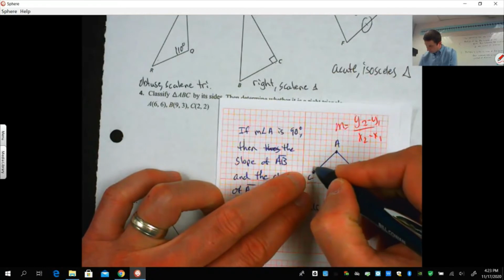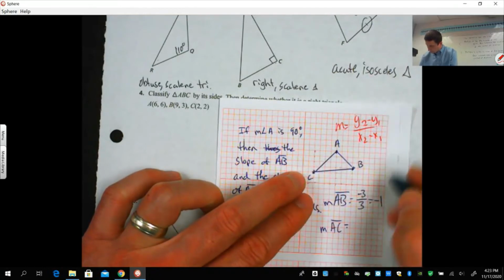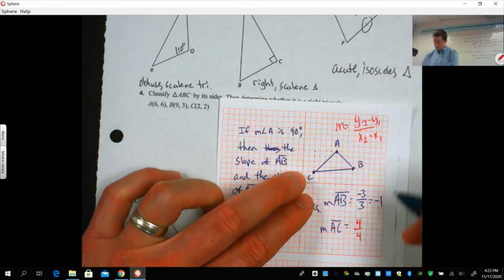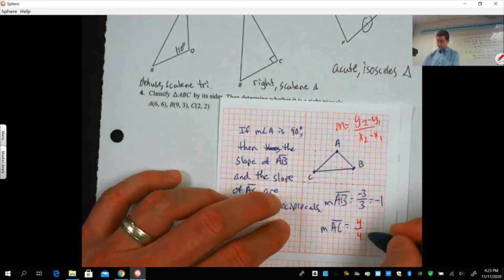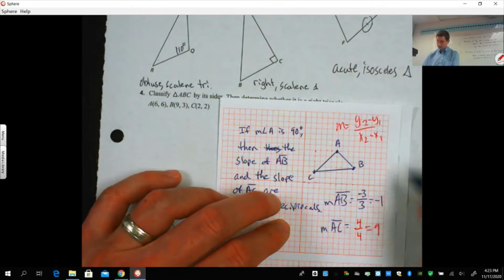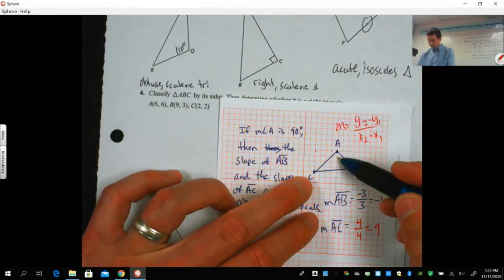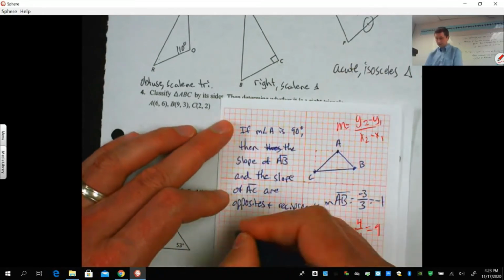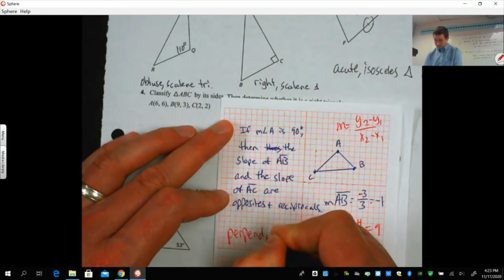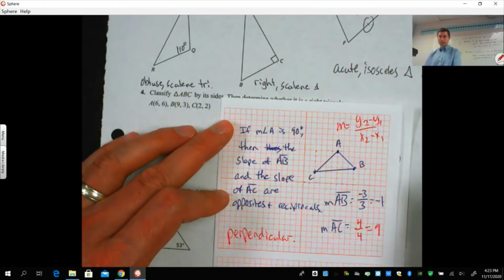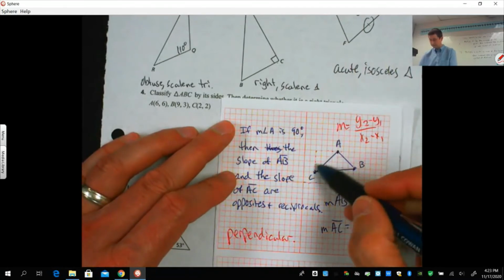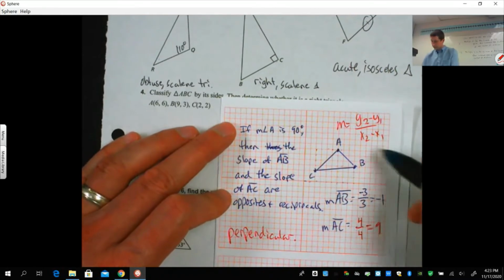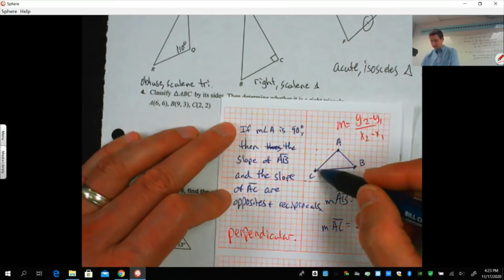My rise is 1, 2, 3, 4. My run is 1, 2, 3, 4. So my rise over my run is 4 over 4, that is 1. This one, my rise was negative 3, my run was positive 3, that's negative 1. They are opposite reciprocals, so indeed they are perpendicular. They are perpendicular. So we have a right triangle, and we've proven it by showing that the slopes are opposite reciprocals, and this is going to be scalene because none of these are the same length.